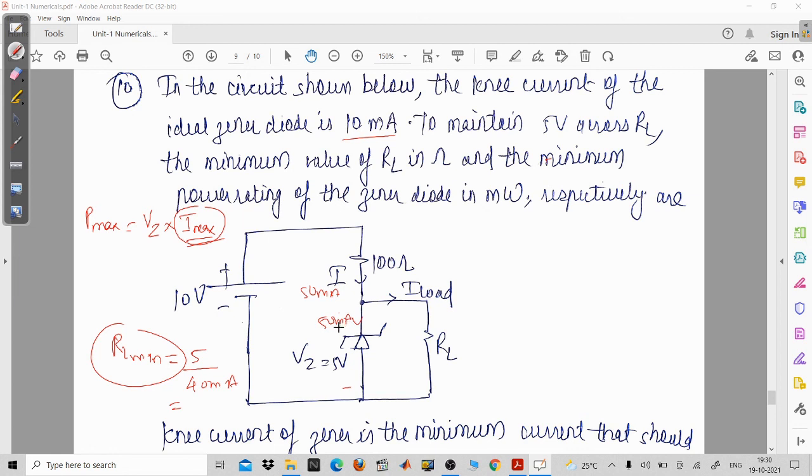What is the maximum current which can pass through the Zener diode? The load current will be 0 ampere, so 50 milliampere is the maximum current through the Zener. So simply that will be 5 volt into 50 milliampere. So you are going to have 250 milliwatt for the Zener diode. So the power rating of the Zener diode is 250 milliwatt.